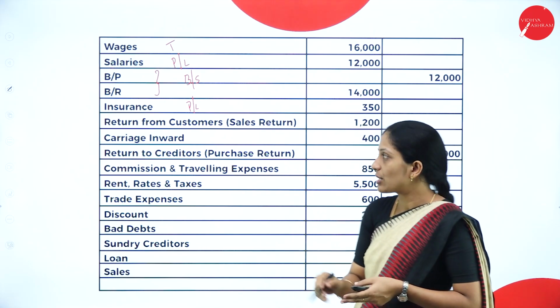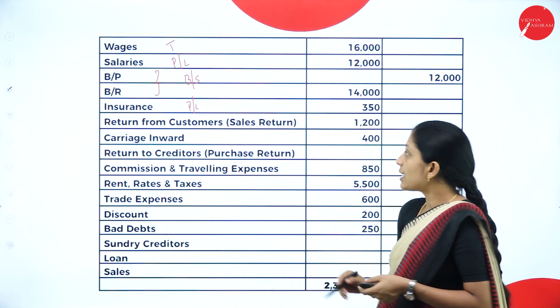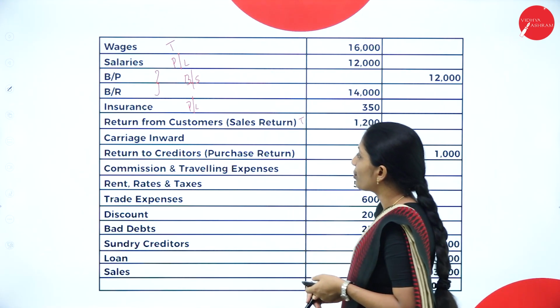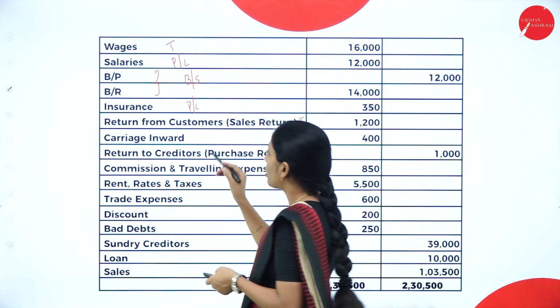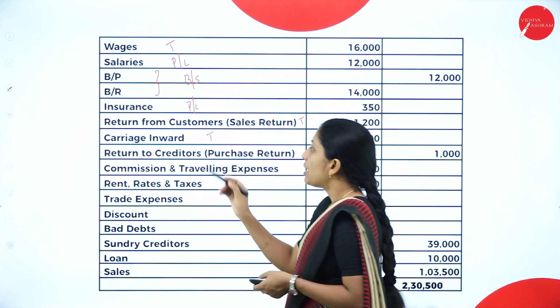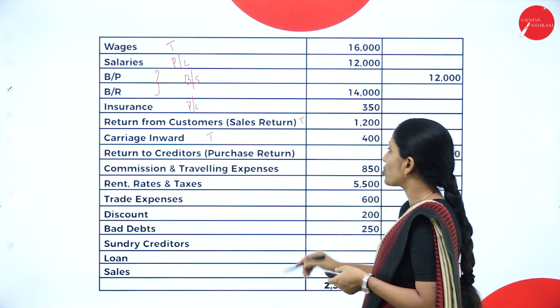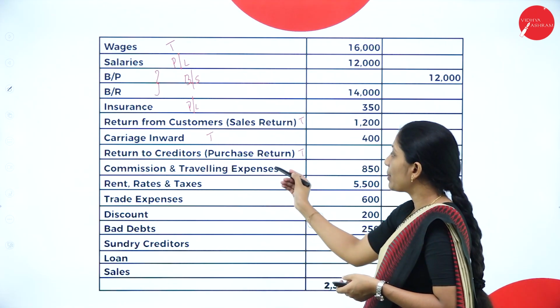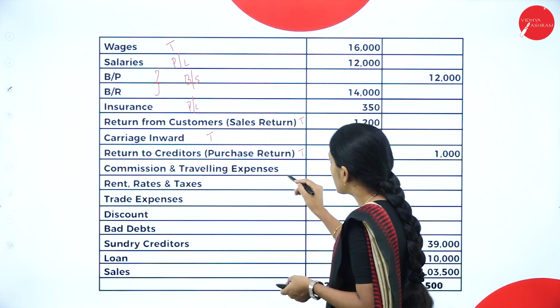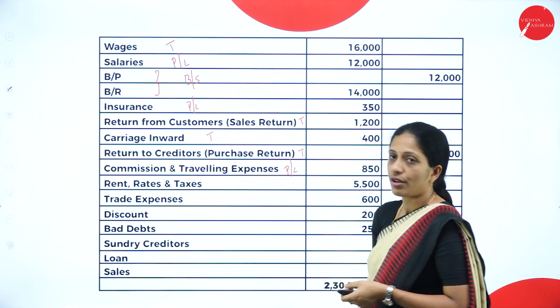Return from customers, which means sales return. Sales return, where do you record? That is in your trading account. Carriage inward. It is a direct expense, so you have to record it in your trading account. Return to creditors, which means purchase return, so you'll deduct it from the purchases in your trading account. Commission and traveling expenses, so it is an indirect expense, profit and loss account.